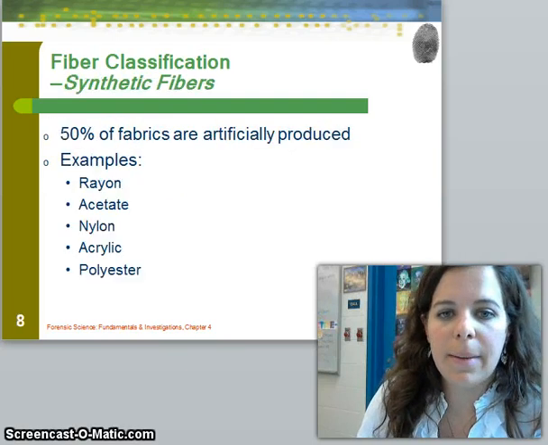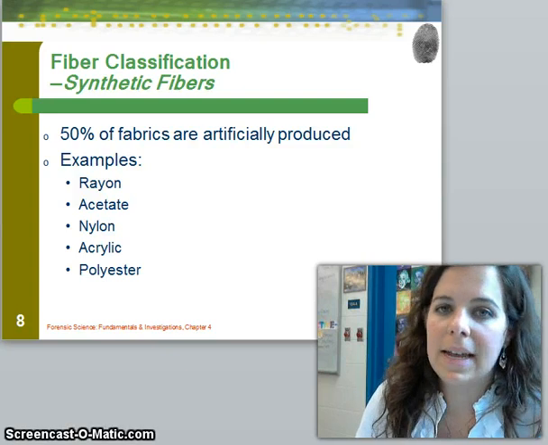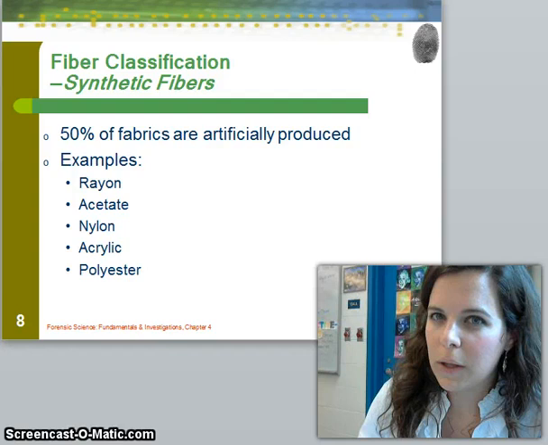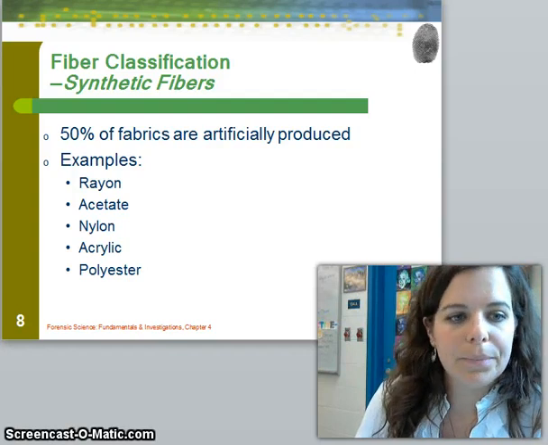So those are our natural fibers. And now we're moving on to synthetic fibers. About 50% of fabrics are artificial, so they are synthetic. And examples of those are rayon, acetate, which is kind of similar to silk, nylon, acrylic, and polyester.